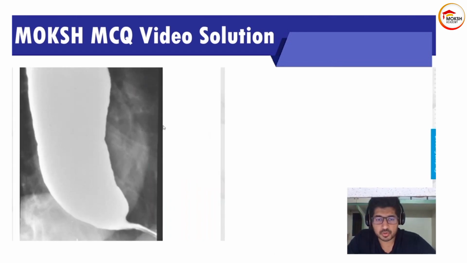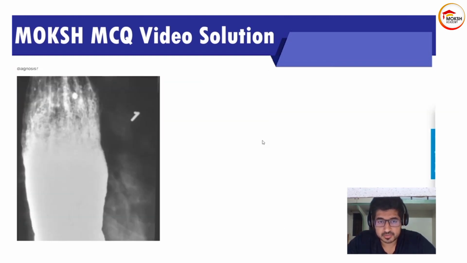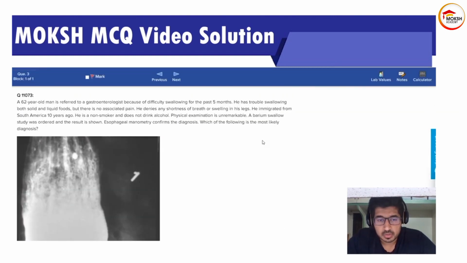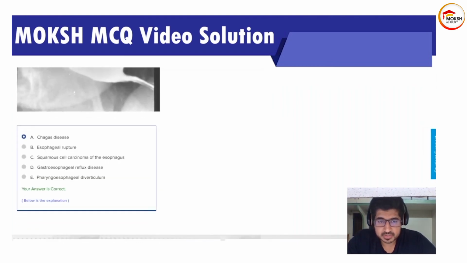Right. Does anyone want to tell me what this barium study is showing? Quick in the chat boxes. What is this? The rat tail appearance, or whatever they call it. Yes. Okay. Failure to relax, but okay. Very good. Achalasia. All right, so this is basically achalasia. So I'll first clear out the options and then I'll tell you.